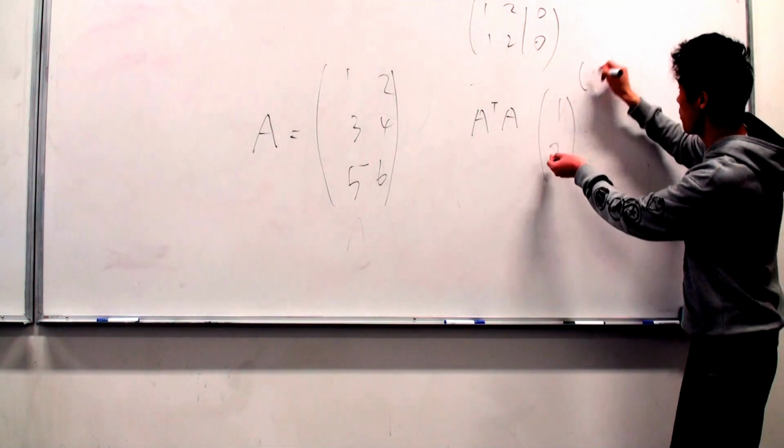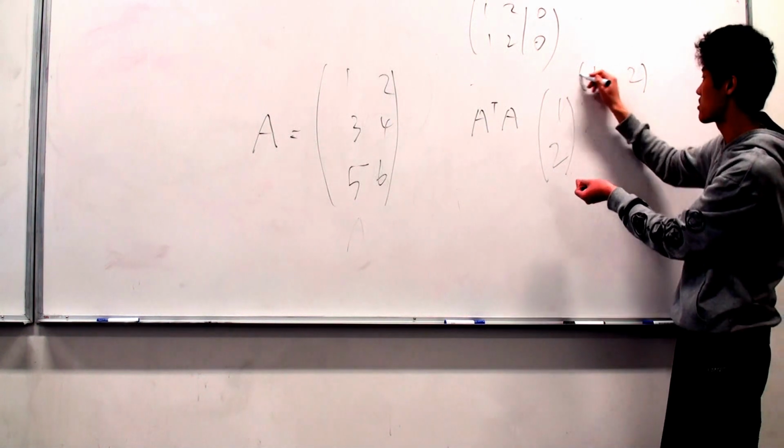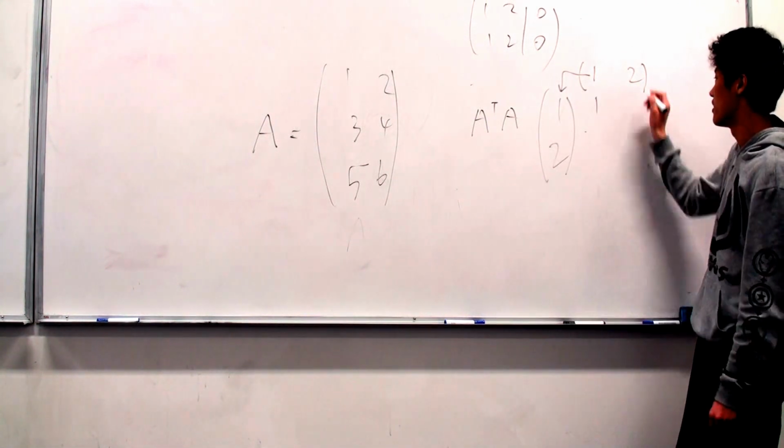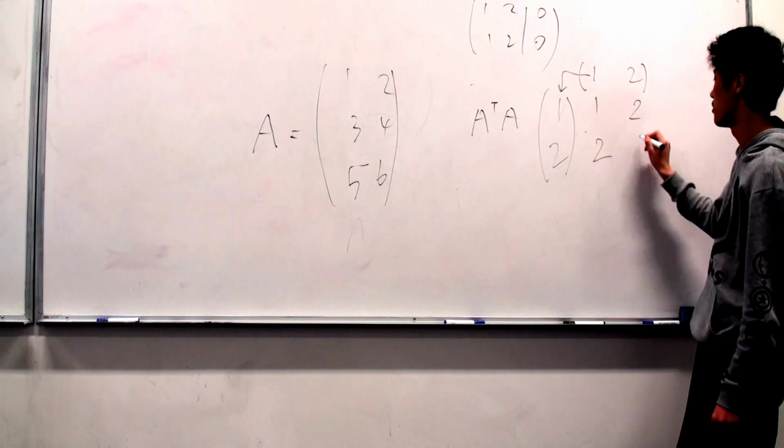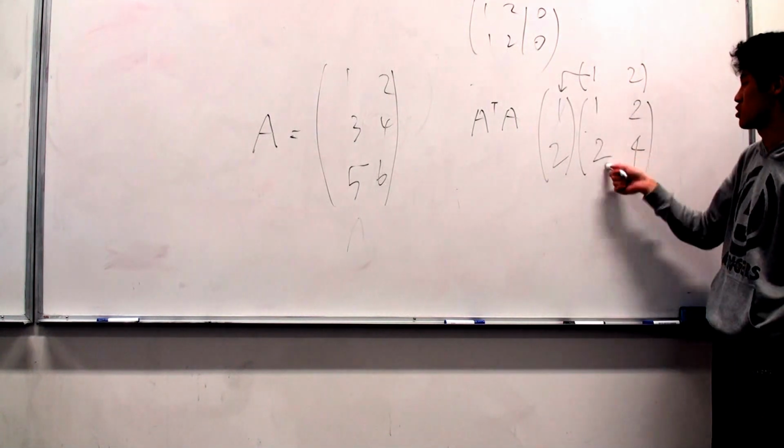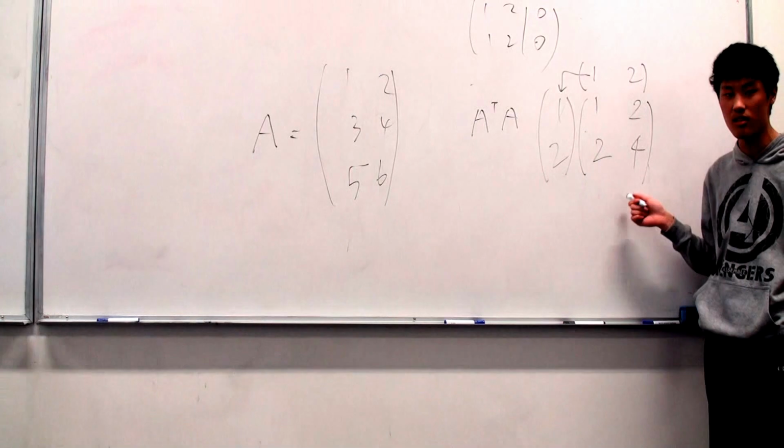So to multiply, remember, we put it like this, and you just go down. So 1 times 1 is 1. 2 times 1 is 2. 2, 4. Right? 1, 2, 2, 4. Now this is square. Now you can take the inverse of this.